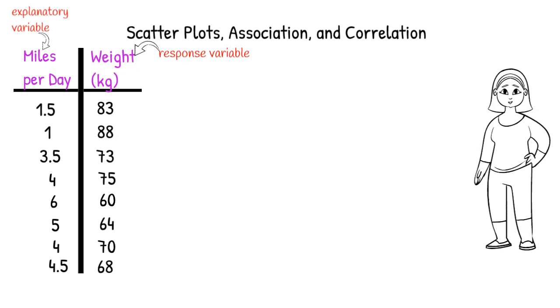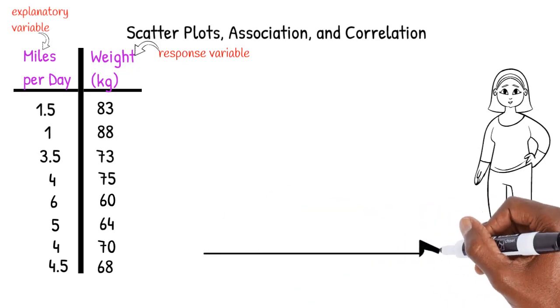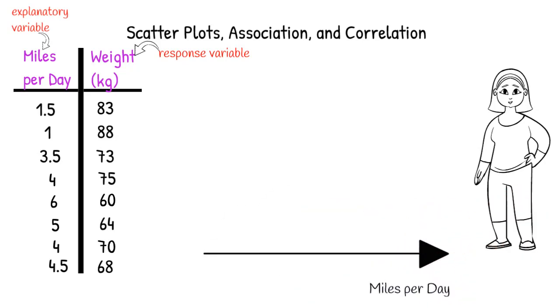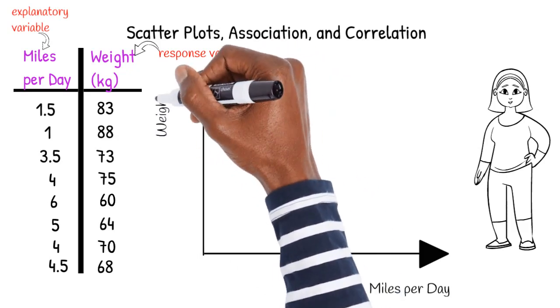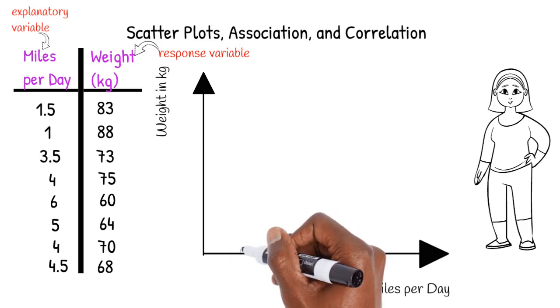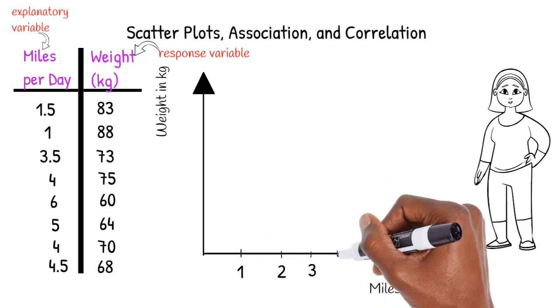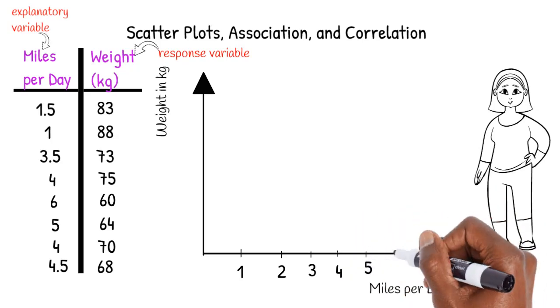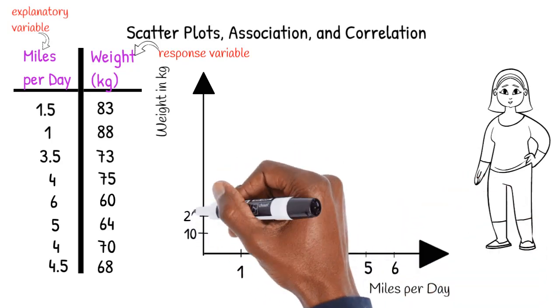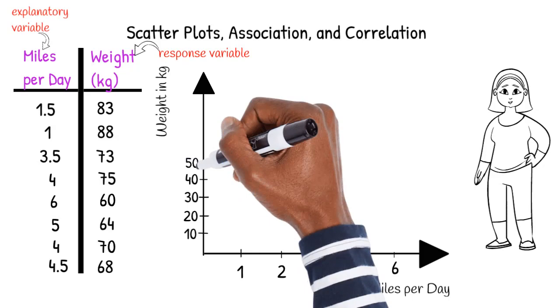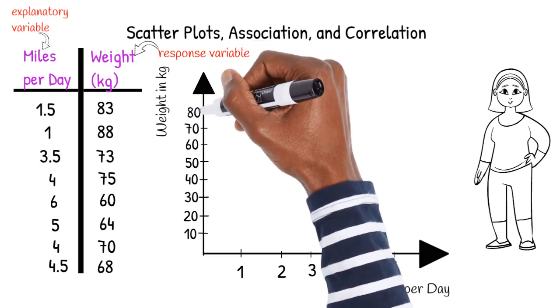The explanatory variable, sometimes known as the independent variable, should always be placed on the x-axis of our scatter plot, while the response variable, also known as the dependent variable, should always be placed on the y-axis. We draw our x-axis using a uniform scale, going up to the highest number recorded, 6. Then we do the same for the y-axis. Counted by tens, we go up to 90.